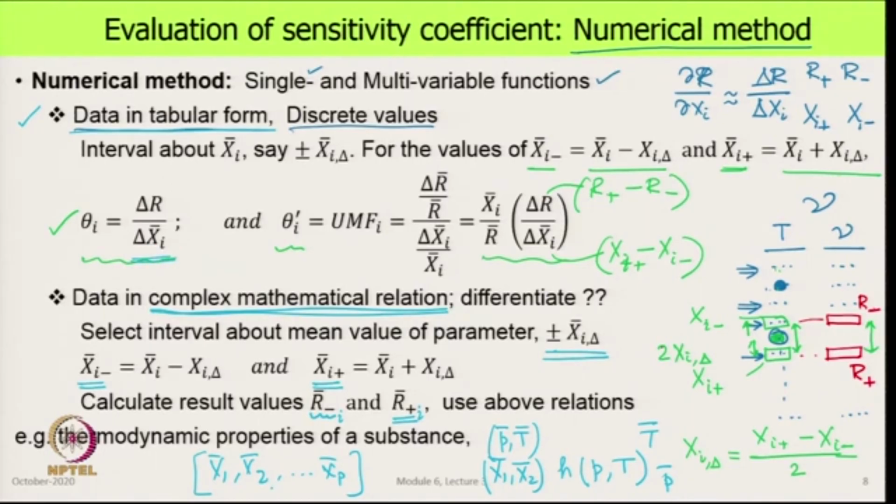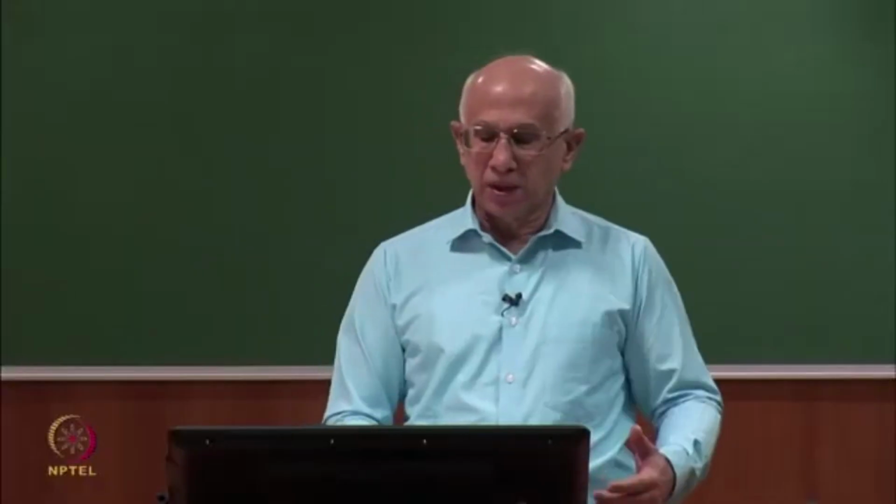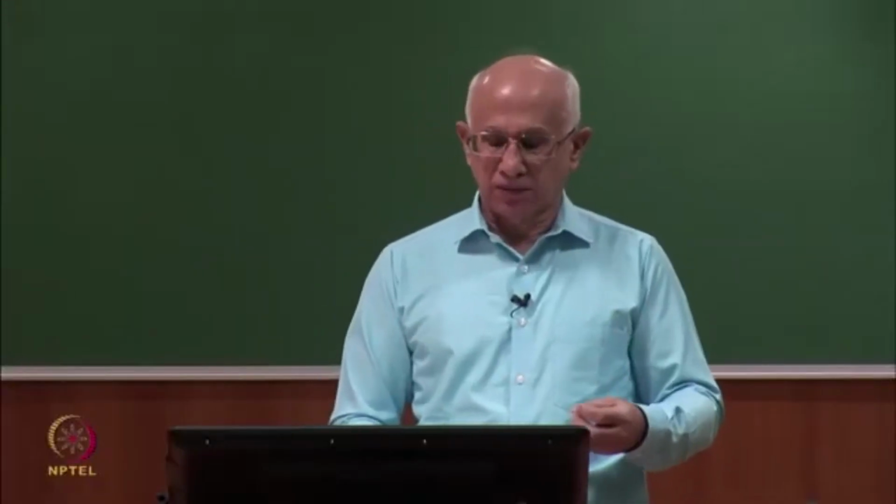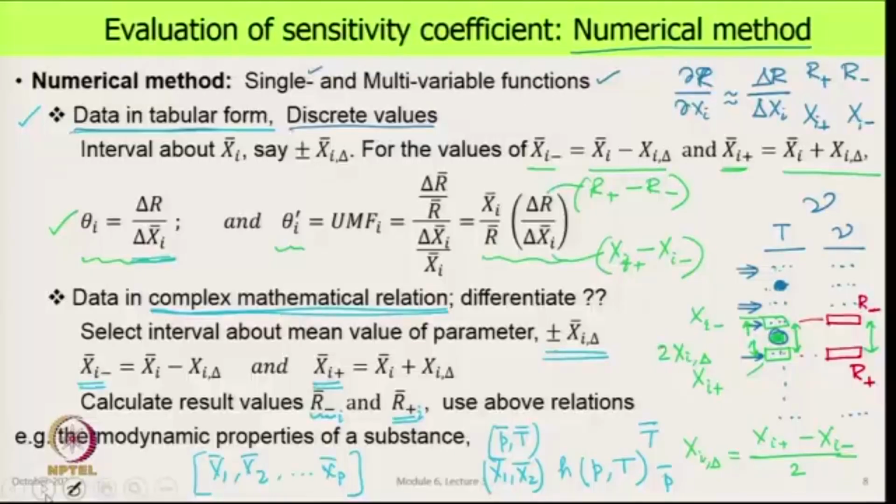So, that is the second case, where a complex mathematical function is too difficult to differentiate. We can make a numerical approximation and get the answer. So, that is how we get the value of the sensitivity coefficient. And in actually doing uncertainty analysis, we want numbers finally. So, this is how we will get this number.